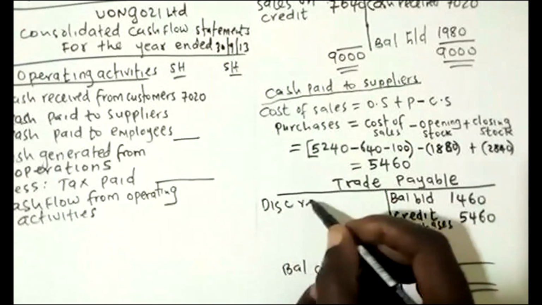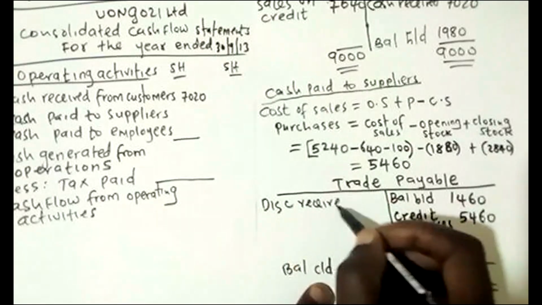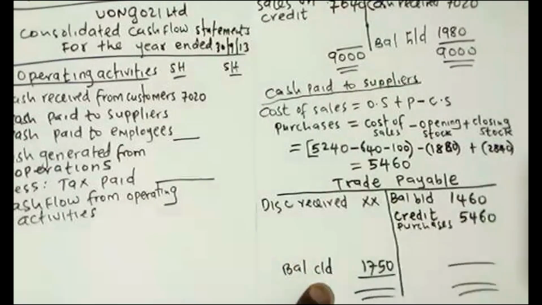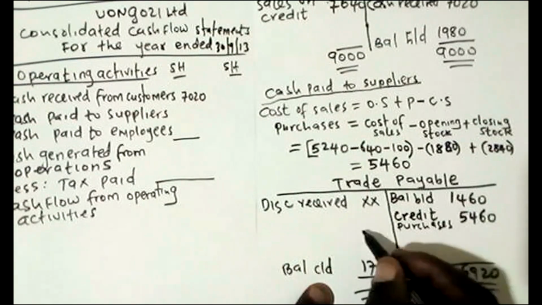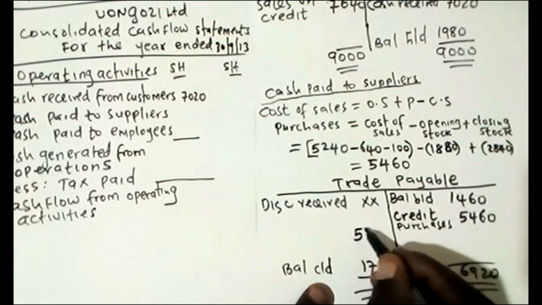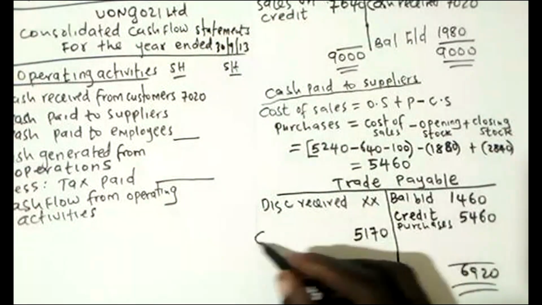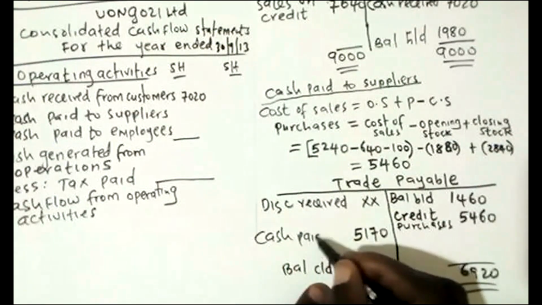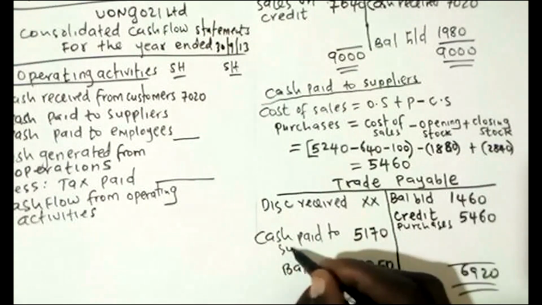Discount received, but there's none. So the balancing figure is what you paid to your suppliers. So 6920 minus 1750, you have 5170. Cash paid to suppliers.